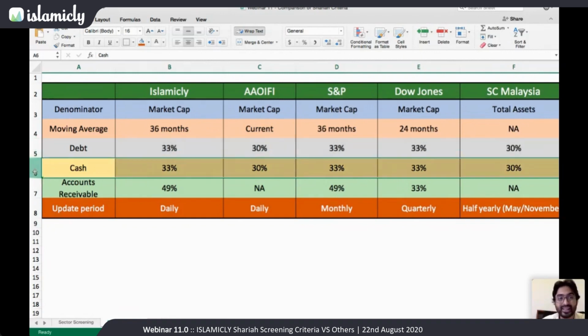Let's move on. For cash, Islamically is 33%. For AOFI, it's 30%. For S&P, it's 33%. Dow Jones is again 33%. SC Malaysia is at 30%.